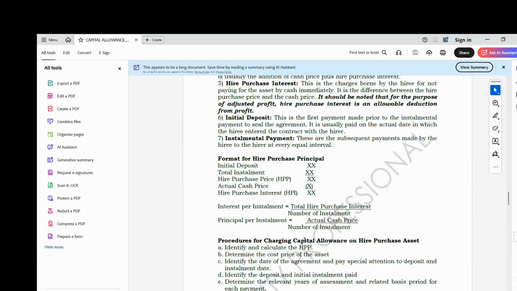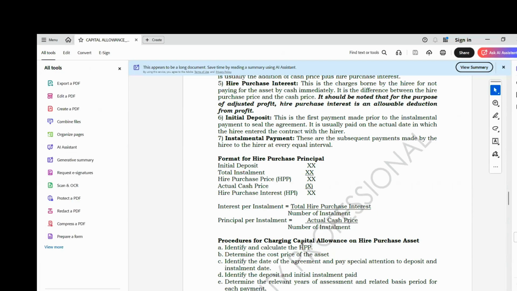The reason why we need to know the interest per installment is because this interest is not available for capital allowance claim. Why? Because interest is an allowable expense when you are computing your tax liability.